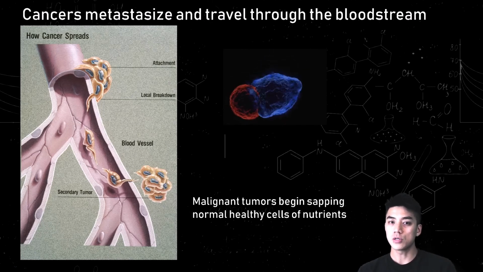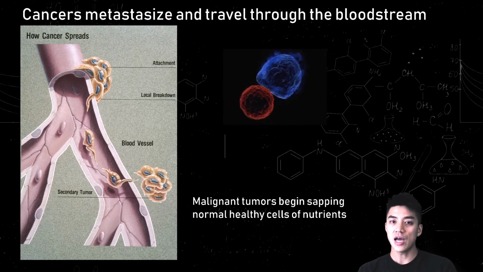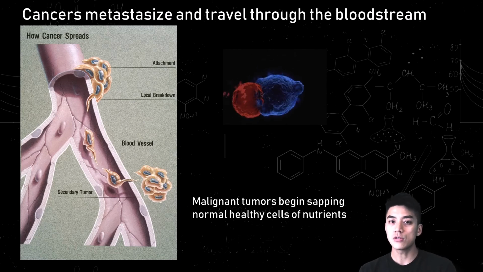Some tumors are benign, which means they cause no harm to your body or your health. However, some tumors are malignant, which means they're able to metastasize, or break away and travel through the bloodstream and spread to other parts of the body. When this happens, the tumors start to grow and colonize in certain areas and sap healthy cells of their nutrients.